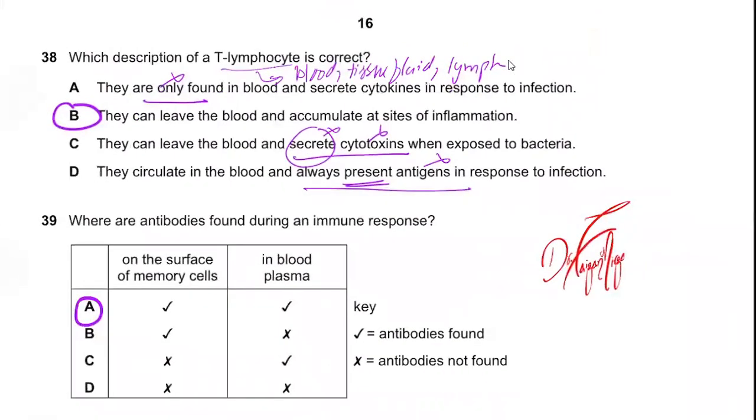What's the description for T lymphocyte? T lymphocytes are only found in blood. No, they are found in blood, tissue fluid, and lymph as well. So A is wrong. They can leave blood and accumulate at the site of inflammation. Yes, they can leave blood. And secrete cytotoxin. No, cytotoxins are released by killer T cells only.